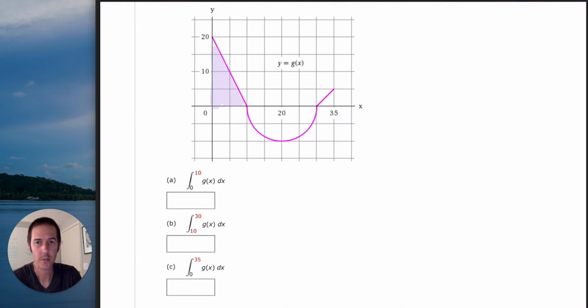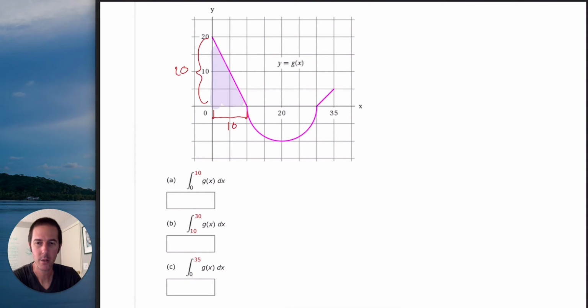This first area that we need is a triangle. Area of a triangle is base times height divided by 2. So we have a base of 10, and we've obviously got a height of 20. So 10 times 20 divided by 2 is 100. So you could type in an answer of 100 for part A.